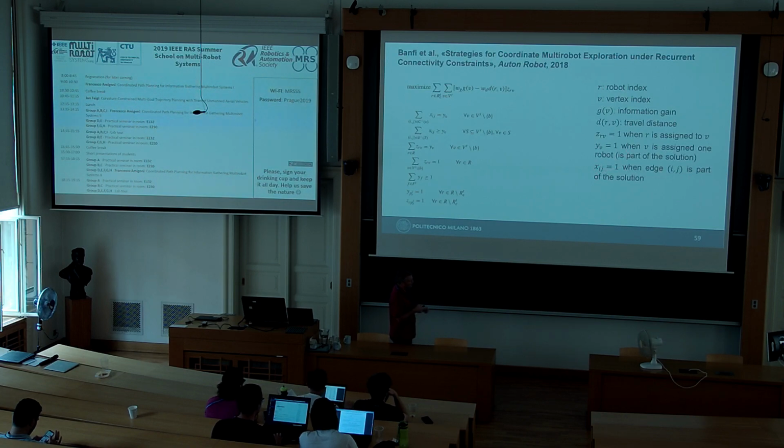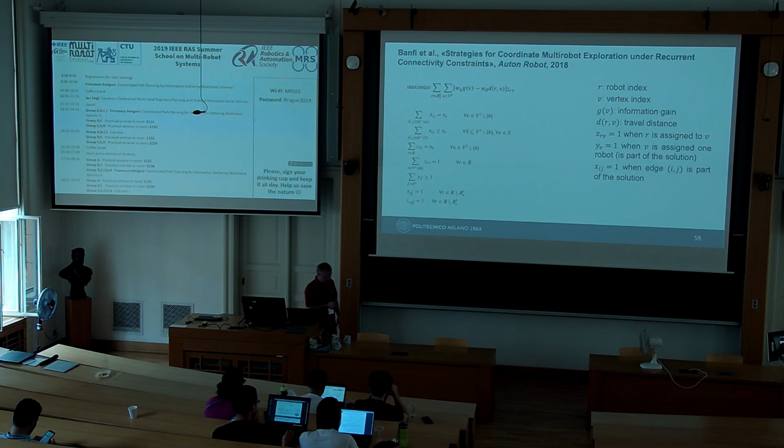X_ij is 1 when the edge ij is part of the solution. So this means that in vertex i and in vertex j I have assigned one robot. Okay, if you look at the objective function, what we are trying to maximize, just forget all the details and look at the main element. We are maximizing the difference between the information gain and the distance traveled by the robots.